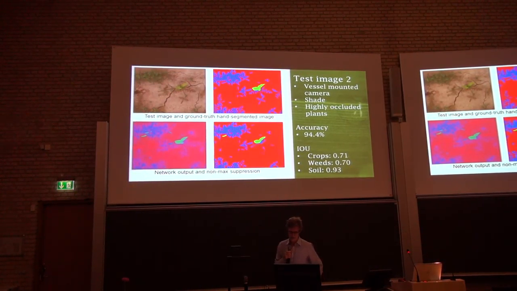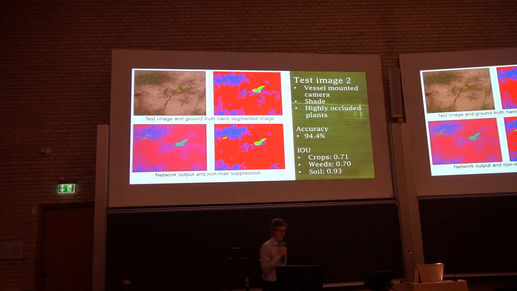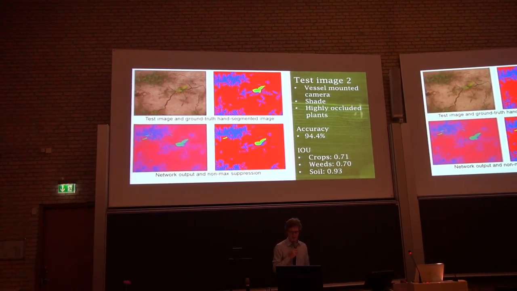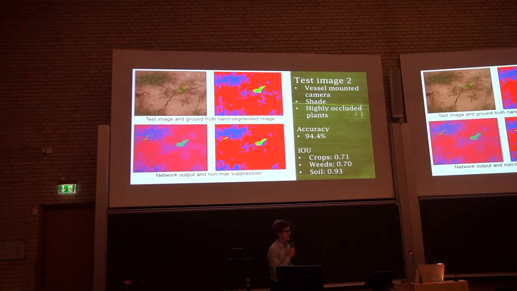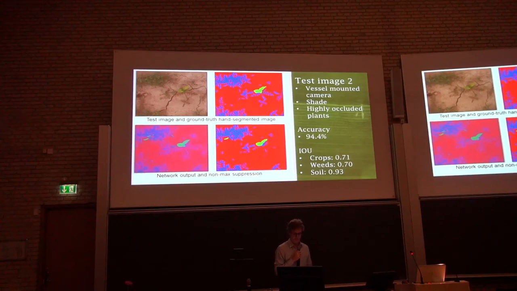The accuracy for this image is 94.4%, and the intersection over union is a little lower than before, but still quite high. For crops, it's 0.71, for the weeds, it's 0.70, and for the soil, it's 0.93.